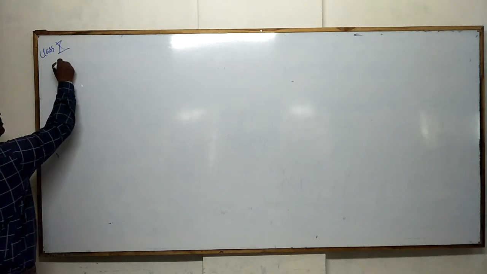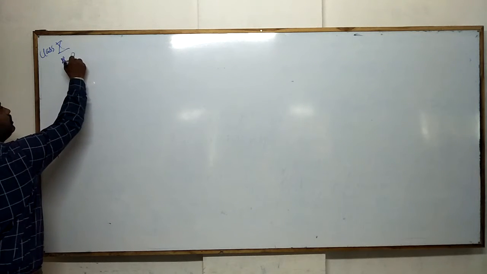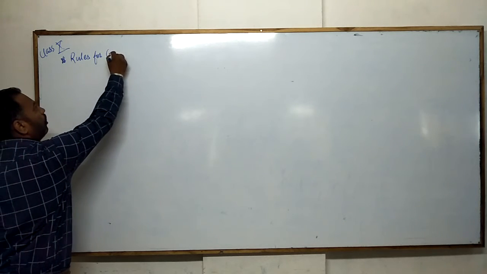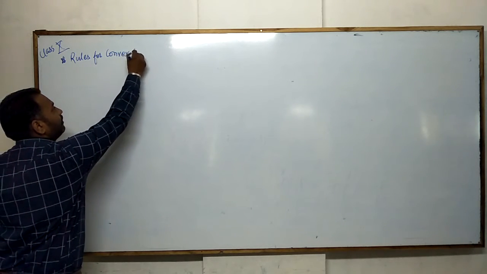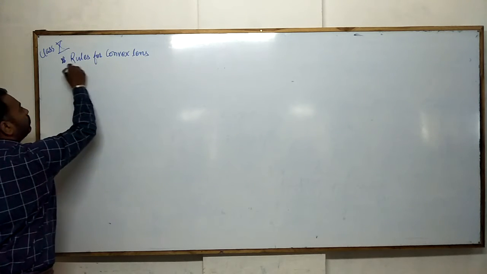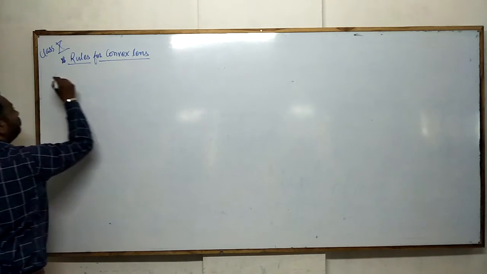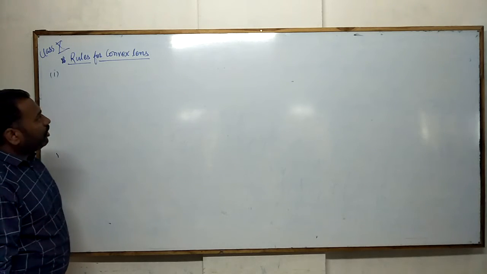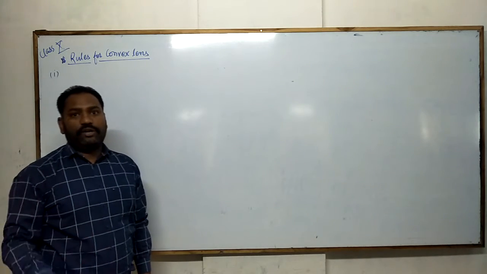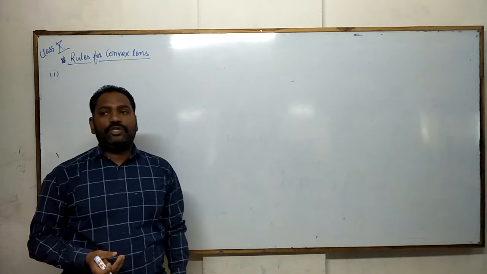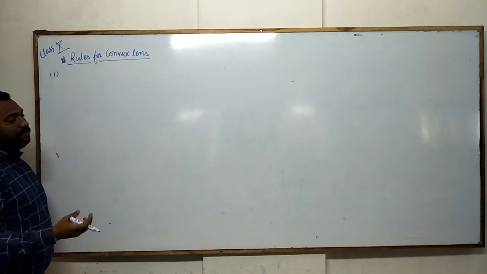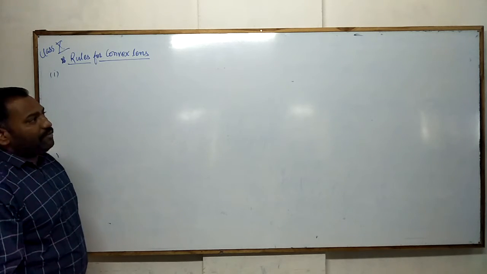So first, we have to write the rules for convex lens. Yesterday we already discussed what the convex lens is. The nature of the convex lens is converging, and the nature of the concave lens is diverging.